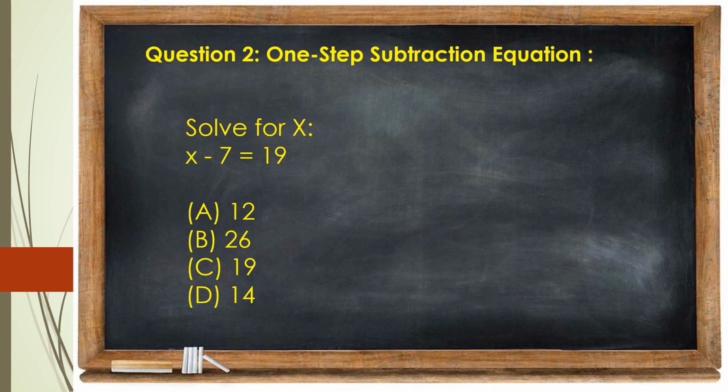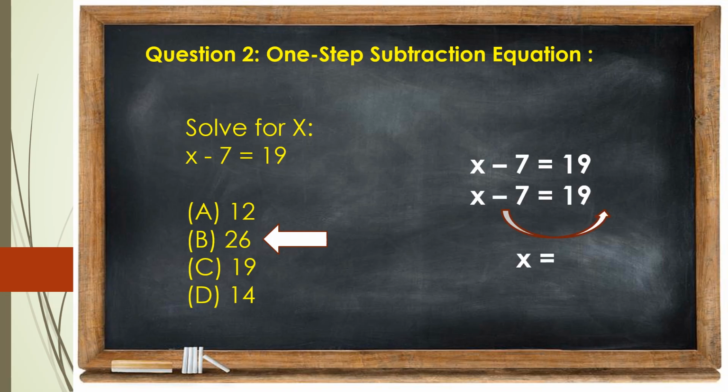The correct response is B, 26. Let's look at why this works. We have a minus 7 attached to our x. To leave x by itself, we must throw the minus 7 over to the right side next to the 19. Because it crosses the bridge, the negative 7 changes into its opposite, which is positive 7.